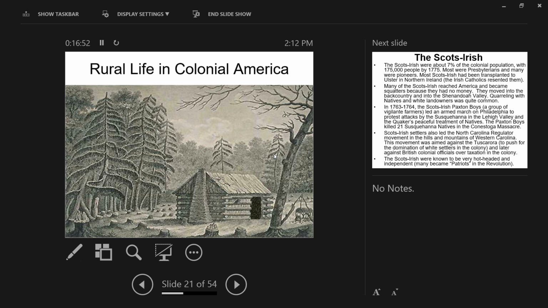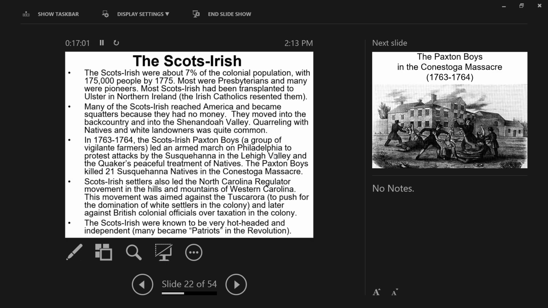Okay, so now we move to the Scots-Irish. They made up about 7% of the colonial population. It's estimated that at the end of the colonial period and at the dawn of the American Revolution, there were about 175,000 Scots-Irish living in the American colonies. Overwhelmingly, most of them were Presbyterian, and many of them were pioneers.